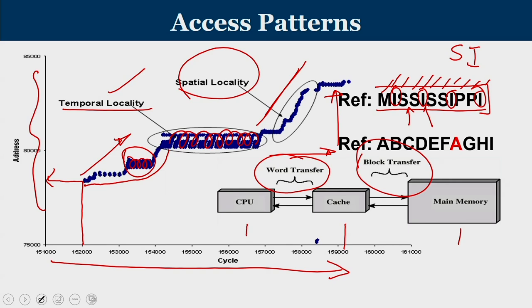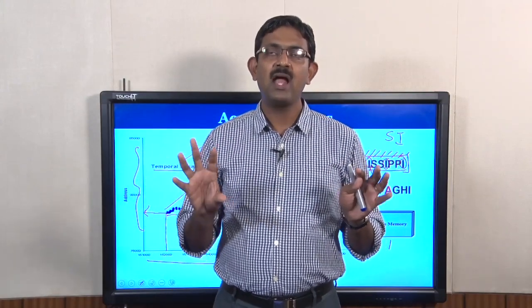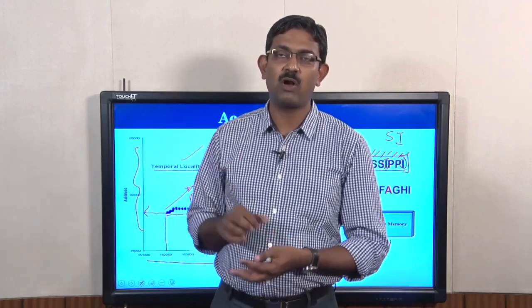So, please remember this fact: the processor contacts the cache first. If the requested word is there, supply the requested word. The unit of transfer between cache and the processor is always words, and the unit of transfer between cache and main memory is always a big block of data.